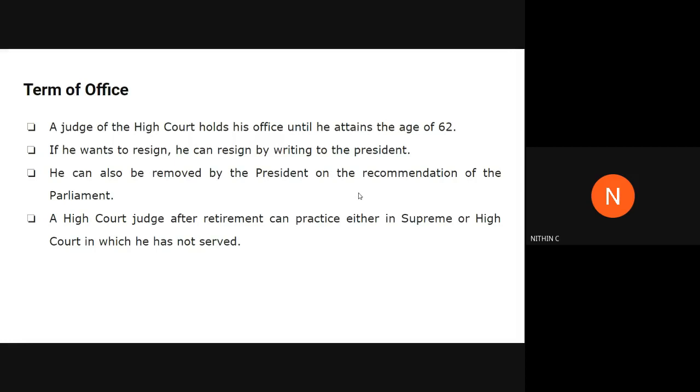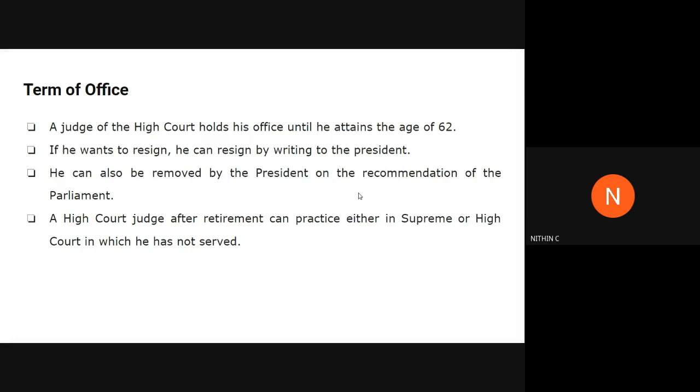Term of office. A judge of the High Court holds his office until he attains the age of 62. If he wants to resign, he can resign by writing to the President. He can also be removed by the President on the recommendation of the Parliament. A High Court judge after retirement can practice either in the Supreme Court or in a High Court in which he has not served.